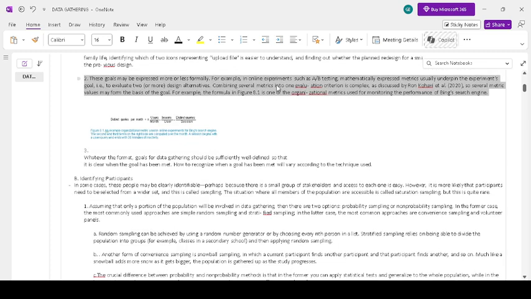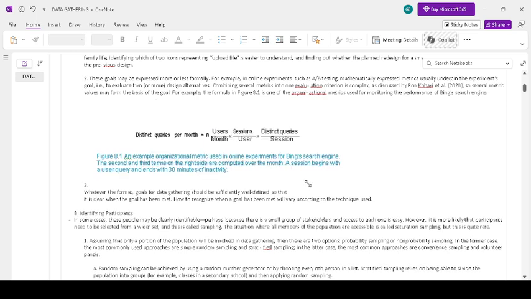These goals may be expressed more or less formally. For example, in online experiments such as A/B testing, mathematically expressed metrics usually underpin the experiment's goals. To evaluate two or more design alternatives, combining several metrics into one evaluation criterion is complex, as discussed by Ron Kohavi in 2020. So several metric values may form the basis of the goal. For example, the formula in Figure 8.1 is one of the organizational metrics used for monitoring performance of the Bing search engine. So here is an example of a goal, a metric.